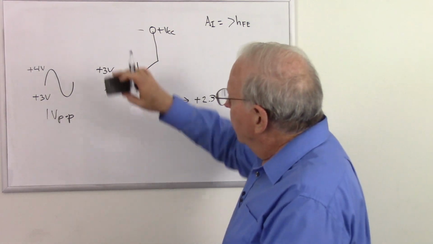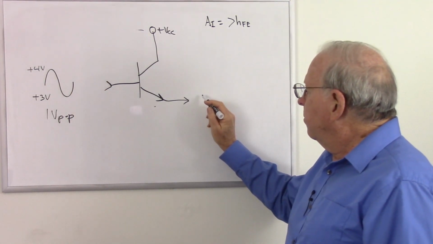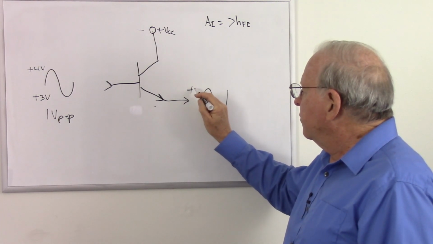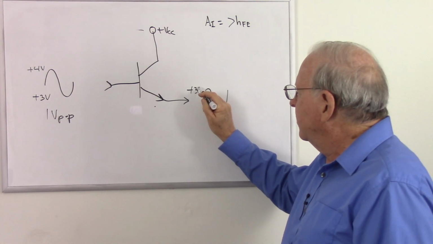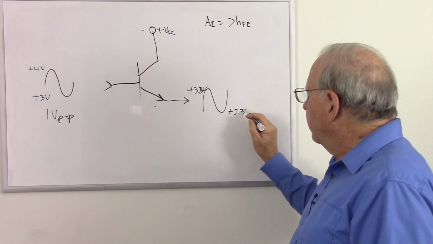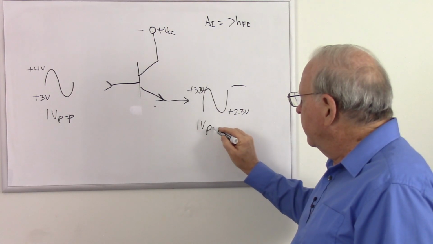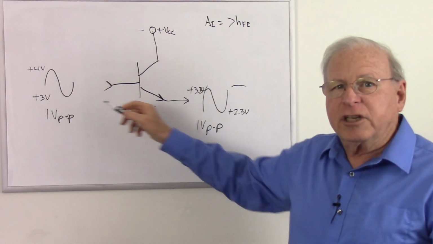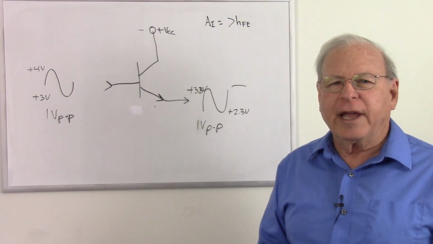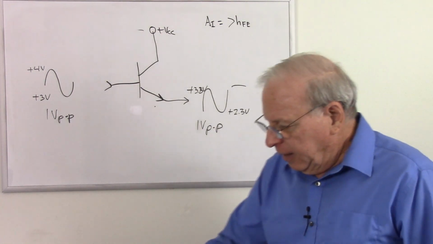So if we have that on the base, our 1 volt peak to peak, let's put that sine wave over here. What comes out is going to be positive 3.3 volts and positive 2.3 volts. There's still a 1 volt difference, so it's 1 volt peak to peak. So the AC voltage gain is 1. Multiply that by 1, we still get the same voltage on the way out. So that's what we have to say about the common collector circuit.